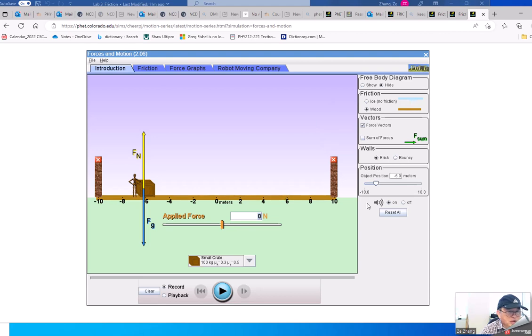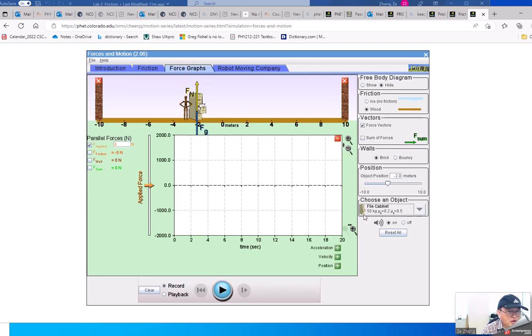So basically you click force graph, and then on the right you can choose the file cabinet, which is 50 kilograms, and on top of it choose wood, so it's a cabinet on wood. And what you can do is actively apply a force. On the right you can apply, say, 100 newtons, and then you can play.